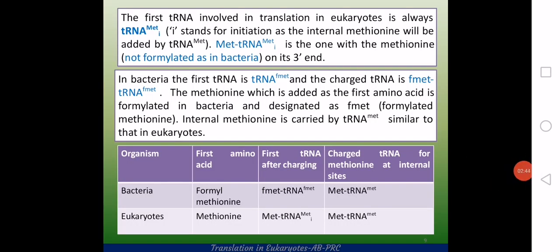The only difference is that the tRNA involved in the initiation is not the tRNA fMet but tRNA Met, and we use a subscript i to denote the initiation. So the tRNA is tRNA Met i, and the amino acid is also not formyl methionine but normal methionine. So that is the main difference in the beginning stage. Otherwise the mechanism is the same as in bacterial systems.